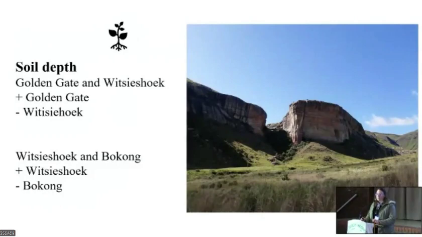However, when the grass species occurred at Golden Gate and Witsy's Hook, there was a positive effect at Golden Gate and a negative effect at Witsy's Hook. But when the grass species only occurred at Witsy's Hook and Bokong, soil depth had a positive effect at Witsy's Hook, and it had a negative effect at Bokong.